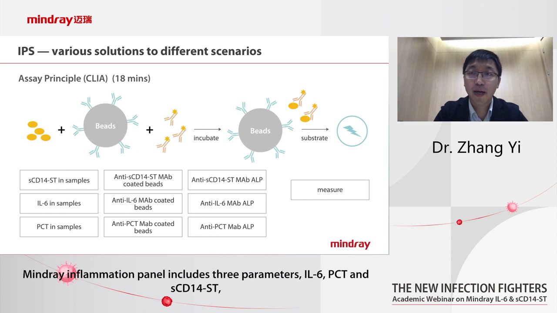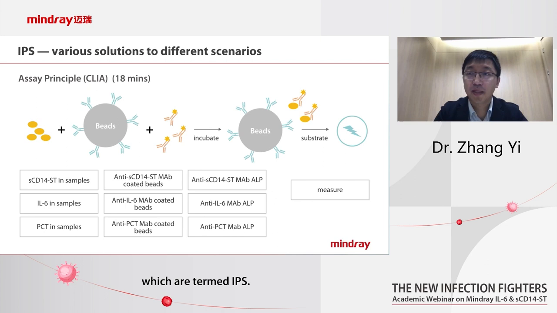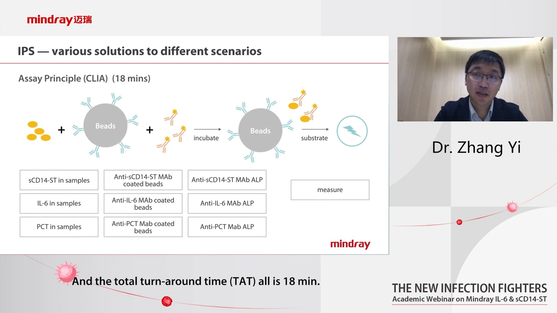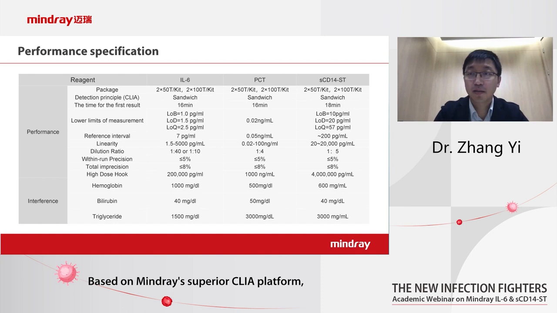Mindray's inflammation panel includes three parameters, IL-6, PCT, and sCD14-ST, which we termed as IPS. All three parameters are developed based on the sandwich immunoassay method, and the total turnaround time, TAT, is 18 minutes for all. Based on Mindray's superior CLIA platform, the IPS products were all well-designed and comprehensively evaluated. All three assays have high sensitivity, wide linearity range, great precision, and anti-interference ability. Some key analytical performances of the IPS products are shown later.